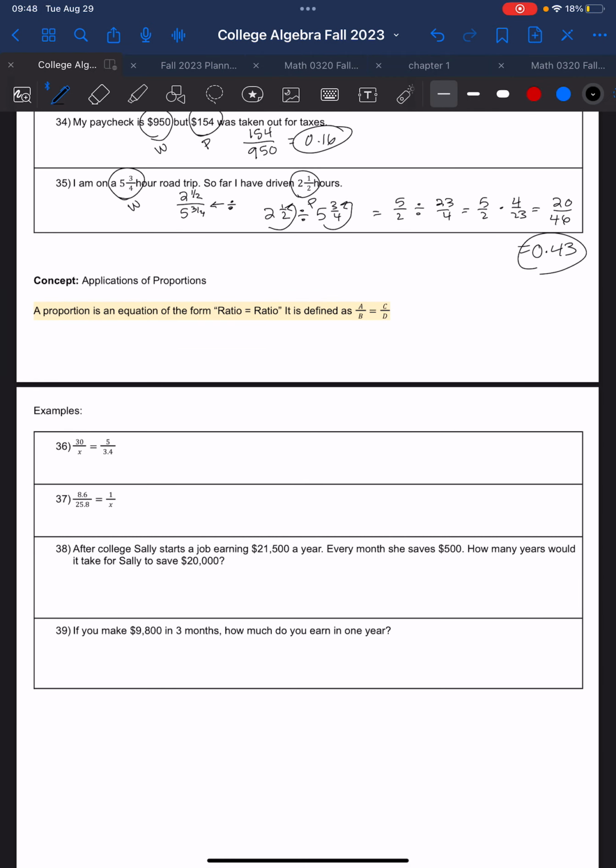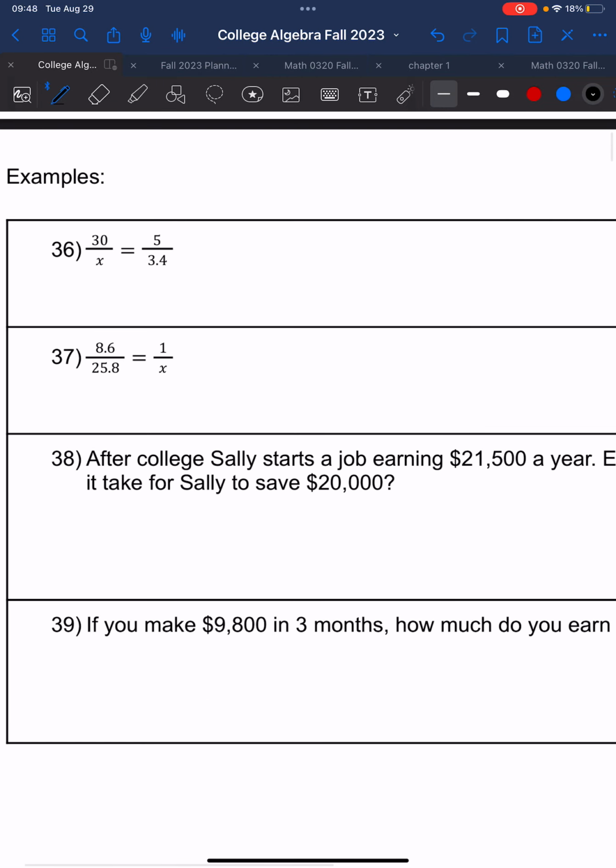Last concept here, we have the applications of proportions. A proportion is an equation of the form ratio equals ratio. It is defined as A over B is equal to C over D. When we are dealing with applications of proportion, so a ratio equal to another ratio, typically there is an amount in there that we need to find. So in the first two examples, 36 and 37, the amount that we need to find is defined by x. So we need to get x by itself.